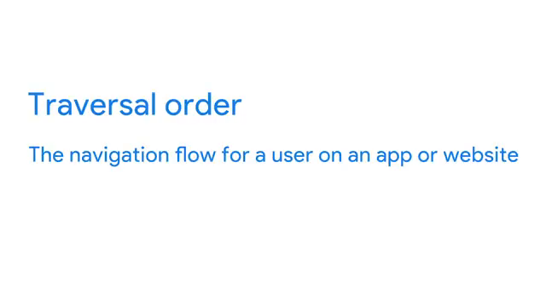Traversal order is the navigation flow for a user on an app or a website. The annotations also set the order in which a user would tab through the items on a website if they use a keyboard instead of a touchscreen or a mouse.